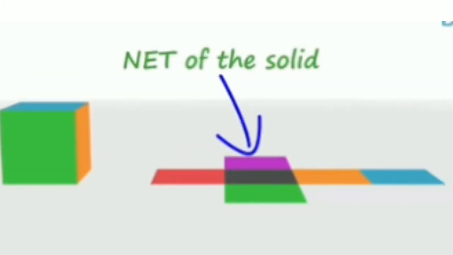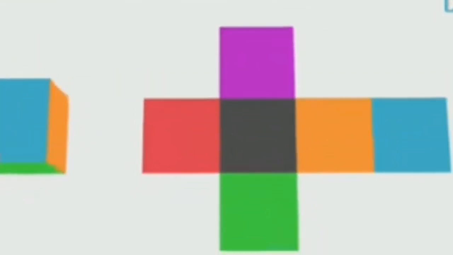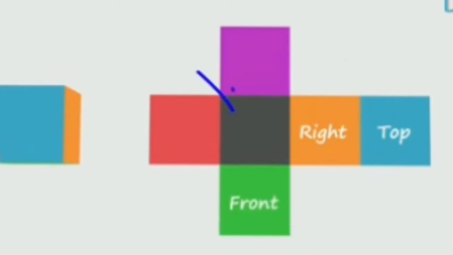It is a two-dimensional shape, but what do we call it? This is called the net of a solid, and in this case it is the net of a cube. A net is a two-dimensional diagram which shows how a solid will look when it is opened up along its edges and laid flat. Children, you can see the various faces of a cube when it is opened up along its edges.